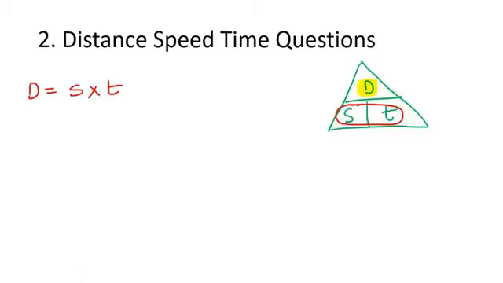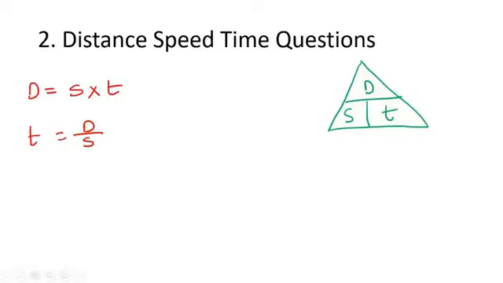Now, let's say you want to find time. So you can say time equals, now have a look at this. The distance is at the top and the speed is at the bottom, like that of this line. So we can say time is equal to distance over speed. So that's another formula.